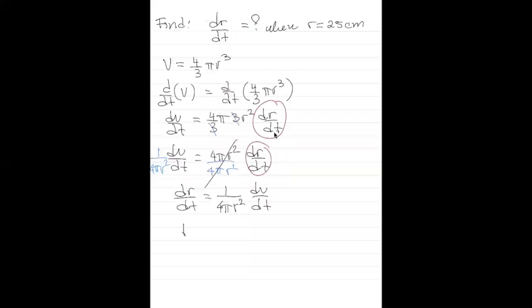So that's 1 over 4 pi times 25 squared, which is 25 times 25, and dV/dt was given. That was positive 100. Okay, so what I can do is cancel the 4 and one of the 25s with 100, because 4 times 25 is 100. So what's left on the top is just 1, and on the bottom, 25 pi. We can leave pi as pi and label it. This is going to be centimeters per second. That's the rate of change for the radius.